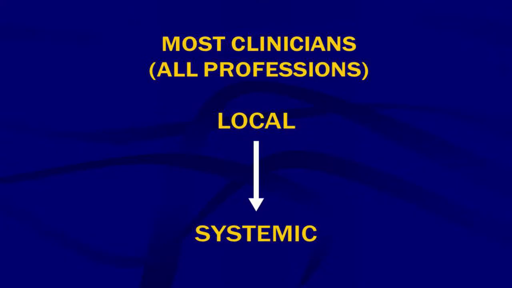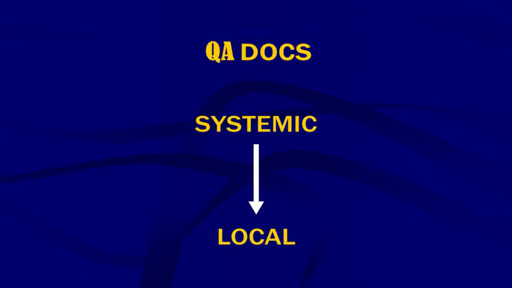So what we see is most clinicians tend to look at the local problem first and expand out into the systemic issues. But what we do in QA docs look at the systemic issues first and then look at local. This is not any more true than when we look at the brain, because the brain does affect everything. When the organ is the brain that we're treating, we change things around a little bit.